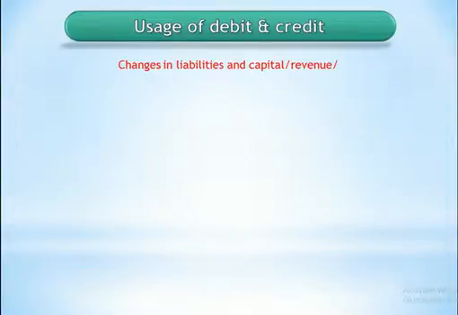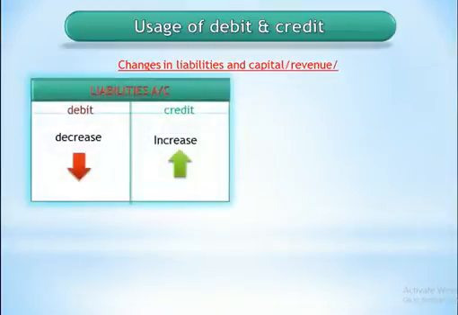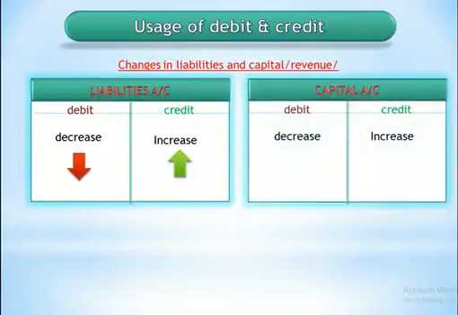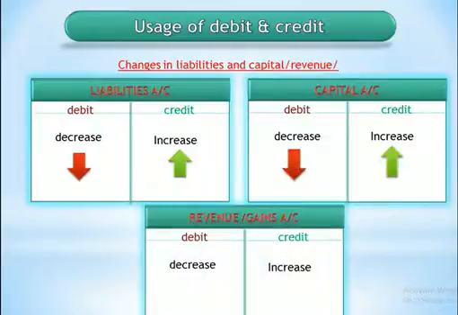Of liabilities and capital and revenue. You see, in case of liabilities, it is exactly different from the previous slide. In this case, increases will be credited and decreases will be debited, as well as capital account. In this case, decrease in capital is debited and increase in capital is credited. Similarly, revenue or gains account.